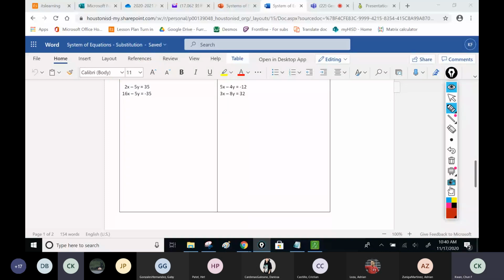Out of these two equations, neither equation has a variable with no number in front. So in this case, you're just going to have to pick one variable. I'm going to pick a little smaller number, it's easier to handle. I'm going to pick the first equation, and I will solve for x.